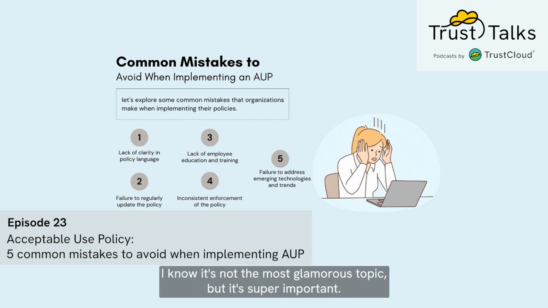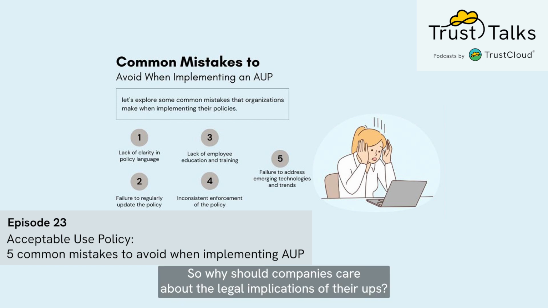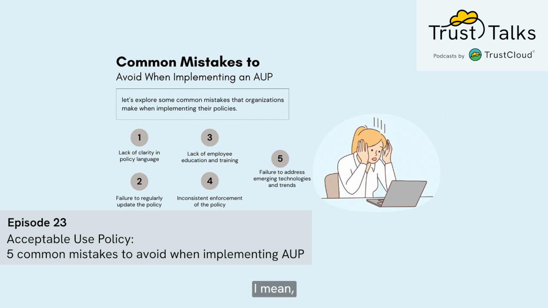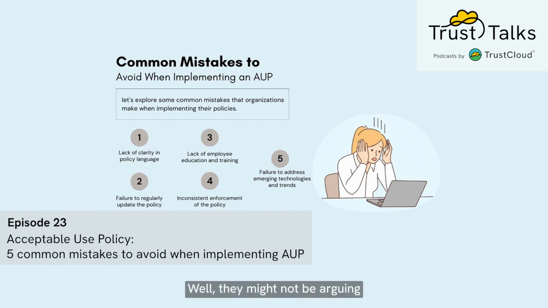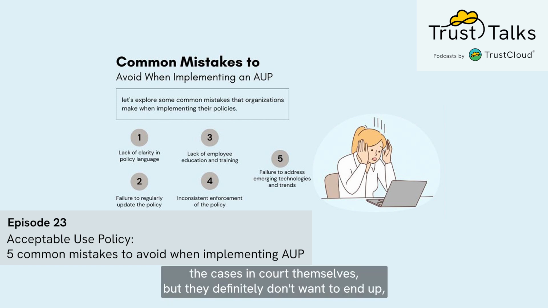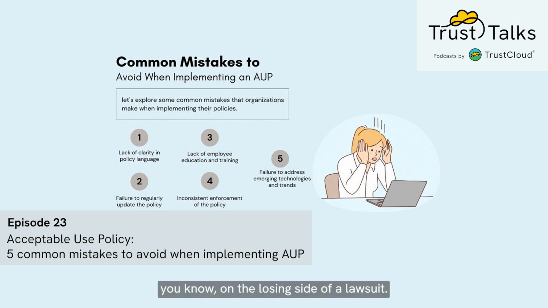I know it's not the most glamorous topic, but it's super important. Oh, yeah, the legal stuff is definitely crucial. So why should companies care about the legal implications of their AUPs? I mean, it's not like they're going to be arguing these cases in court themselves, right? Well, they might not be arguing the cases in court themselves, but they definitely don't want to end up on the losing side of a lawsuit, right?